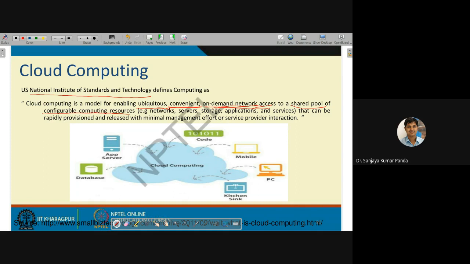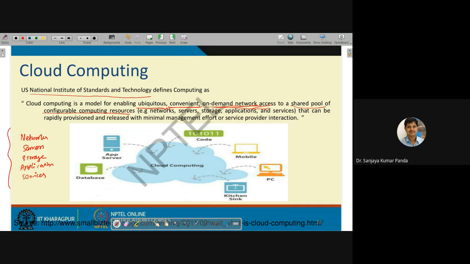So there is a large pool. Like I take a non-technical example, a swimming pool. In a swimming pool, you can see plenty of water, right? In the similar fashion, here also you have a pool of configurable computing resources. What are the computing resources you have? It may be networks, servers, storage, applications, or any computing services you require, and they will be provided from a large pool.